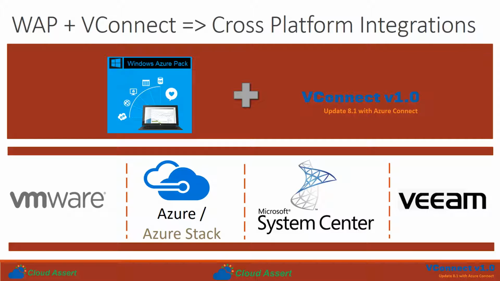With Windows Azure Pack and vConnect from Cloud Assert, now you can provide services across various clouds such as VMware, vCenter, Azure Public Cloud. And when Azure Stack comes along towards the end of this year, vConnect will support seamlessly provisioning both to Azure and Azure Stack from within your Windows Azure Pack deployments. We also integrate with System Center and Veeam to provide backups for virtual machines on both VMware and System Center platform.